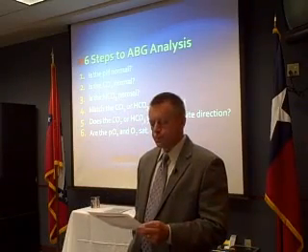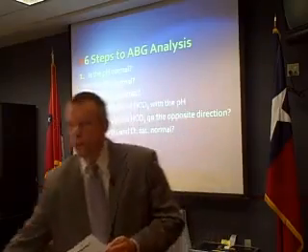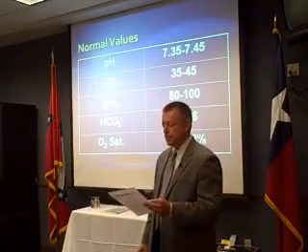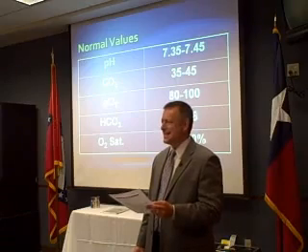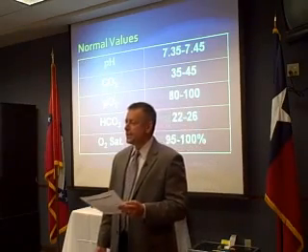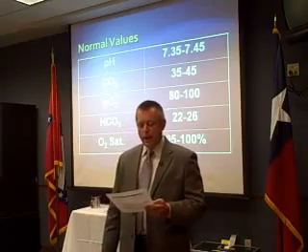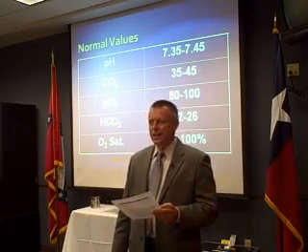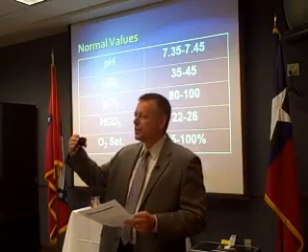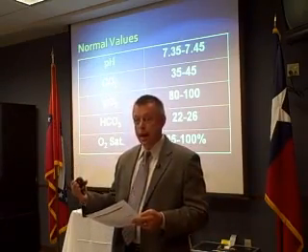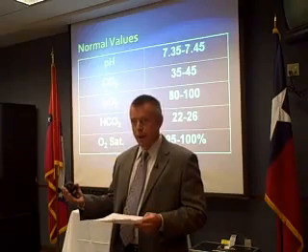Number 4, we have a pH of 7.49. Okay, so here again are the normal values. pH 7.49 is alkalotic, right? Okay, the CO2 of 40 is normal. And then our bicarb of 29 is alkalotic. Okay, so which one matches the pH? The bicarb, therefore we have a metabolic alkalosis, right?